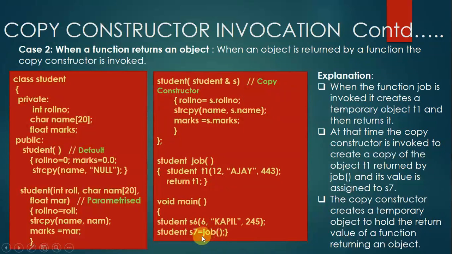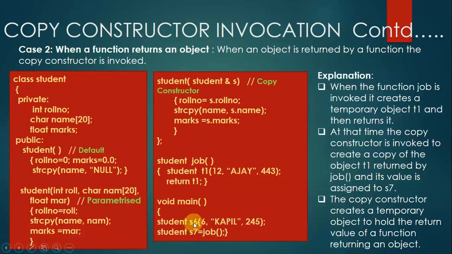So when I invoke this function job, you just see here, as I'm returning an object through this function, on the receiving end again I'm creating an object so that it can receive the value which will be returned by the function job. So in the function job, again revise this, we are creating an object using the parameterized constructor and we are returning it. So when we return, this object will be copied to the object S7. So the object S7 will get these values 12, Ajay and 443.